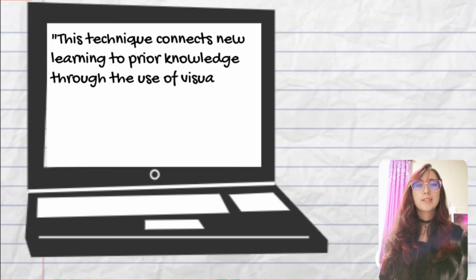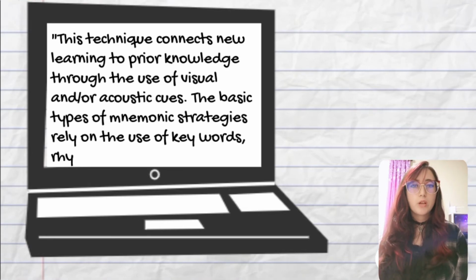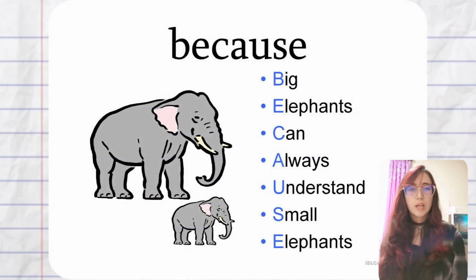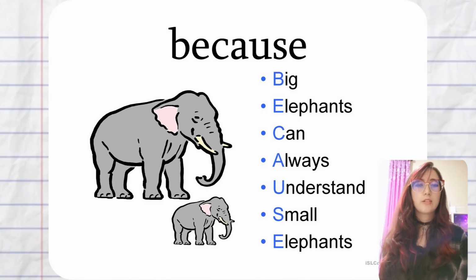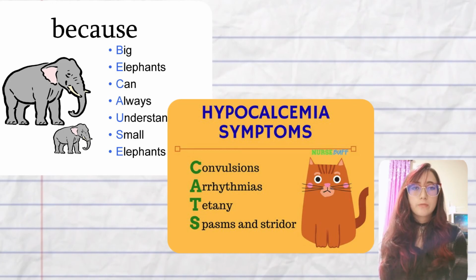This technique connects new learning through prior knowledge through the use of visual or acoustic cues. The basic types of mnemonic strategies rely on the use of keywords, rhyming words, or acronyms. So, as you can see on your screen, there are two examples of the mnemonics.